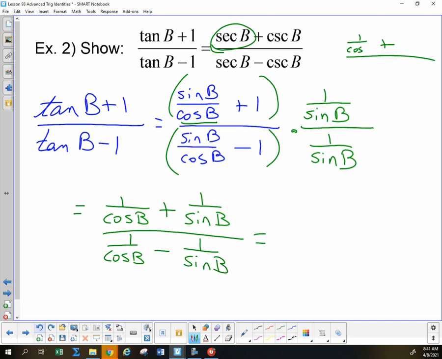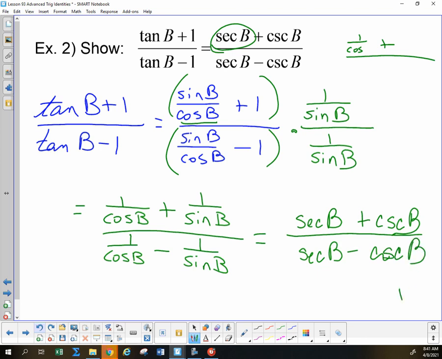What do you think? Is this getting me anywhere, Joshua? Yes, yeah, because I need to break down further secants and cosecants. Oh, help me do that. So 1 over cosine b is what? Secant b. And what's 1 over sine b? Cosecant b. Hey, that is looking good. That does match the numerator. And same thing for the denominator. And that's what we want.